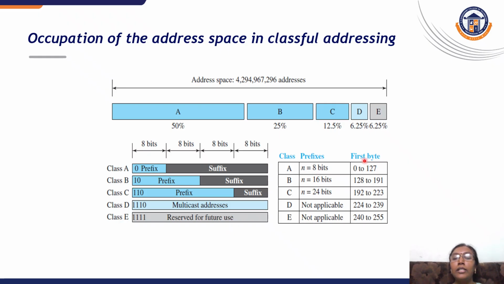And if you represent it with dotted decimal notation, if the first decimal number has a value from 0 to 127, it is class A, 128 to 191 class B, 192 to 223 class C, 224 to 239 class D, 240 to 255 class E.